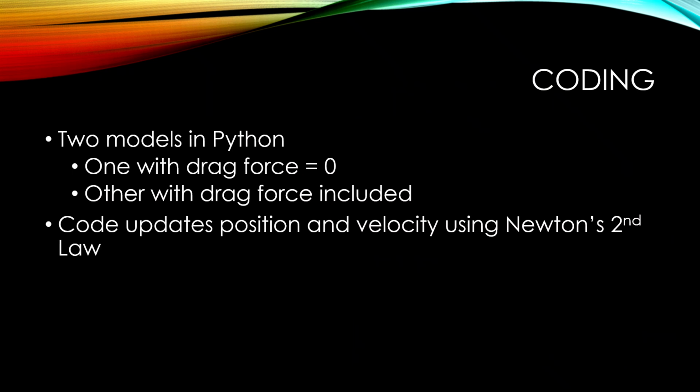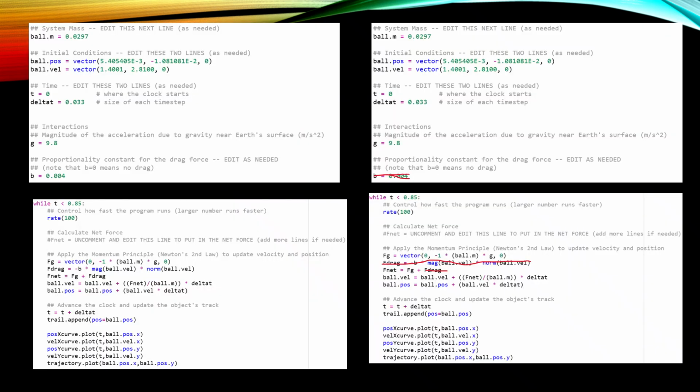For the coding, I built two models in Python, one with the drag set to 0 and one with the drag included. The code updates the position and velocity step by step using Newton's second law. The code simulates the ball's motion using physics equations. First, it sets the mass, gravity, and drag coefficient. Then it calculates the forces step by step in small time intervals. With drag set to 0, it produces a smooth gravity-only parabola. With drag included, it adds an extra air resistance force that slightly reduces the range. Finally, the code plots both models against my Tracker data so we can compare experiment and theory.